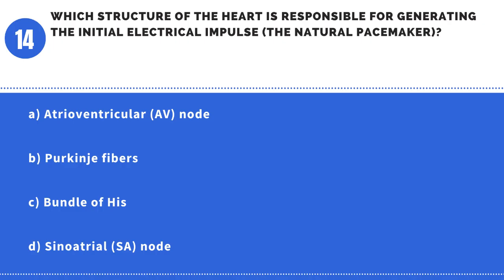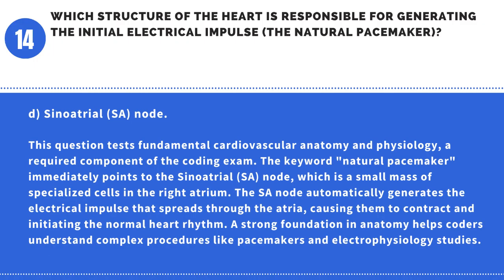Question 14. Which structure of the heart is responsible for generating the initial electrical impulse, the natural pacemaker? A. Atrioventricular AV node. B. Purkinje fibers. C. Bundle of His. D. Sinoatrial SA node. Answer D.